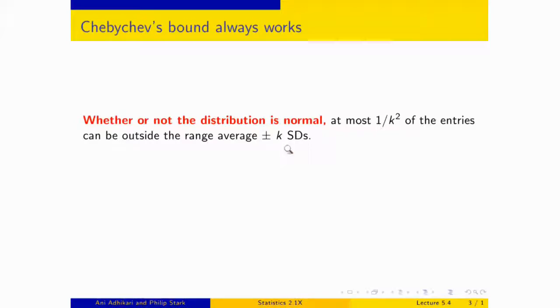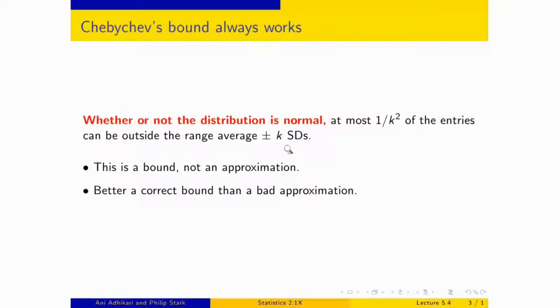You've known this for some time, and it is a good thing to resort to when you have no idea about the shape of the distribution. Now, of course, it's a bound. It's not an approximation, so you're saying at most 1 over k squared. You're not saying 1 over k squared or even approximately 1 over k squared. That's unsettling to people because people want an answer. Roughly how much is it? Well, if you don't know the shape of the distribution, that's all you can say. And it is better to have the correct bound than to have a poor approximation.